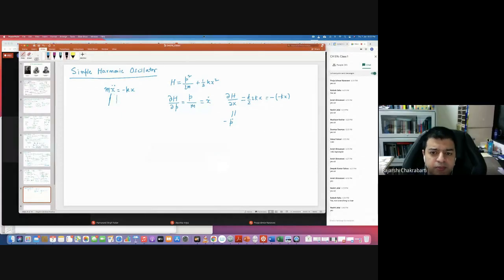But this is okay, you can see that this is your thing. Now, mx double dot is nothing but your m times v dot, which is P dot. And so this is minus P dot. Okay, is this clear? Now it should be clear.